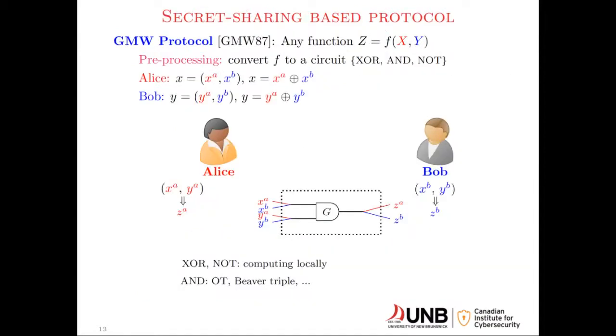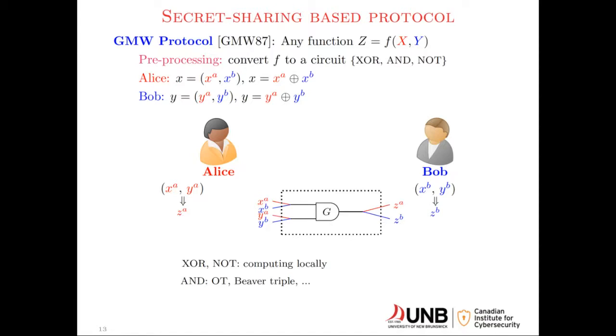Another approach is secret sharing. Here, let's say Alice has an input X and Bob has an input Y. Alice shares her input into two parts. You can see the red color corresponds to Alice's share, and the blue corresponds to Bob's. Again, we need to represent the functionality in the form of a circuit, either a binary circuit or an arithmetic circuit. For a binary circuit, they need to securely evaluate each gate. This square box for a gate takes four inputs, two from Alice and two from Bob, and computes two output shares: the red one corresponding to Alice, and the blue one corresponding to Bob.